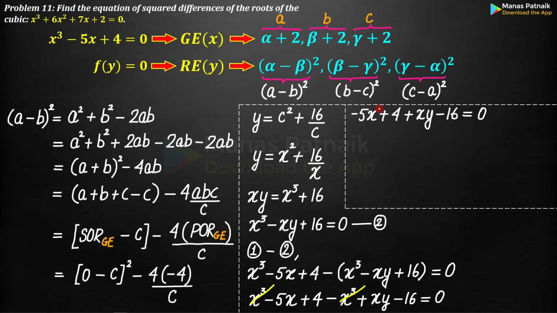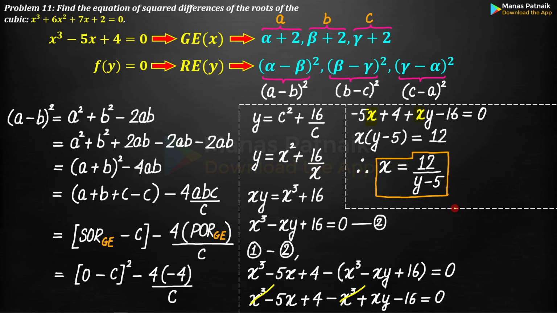Now you can see this x can be taken as common. y minus 5, and this plus 4 minus 16 will result in minus 12, which can be taken to the RHS. Okay, it will become positive 12. It's very simple now. You need x in terms of y. So x is essentially equal to 12 upon y minus 5. This is our transformation.